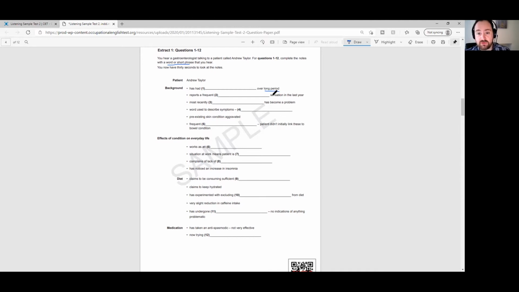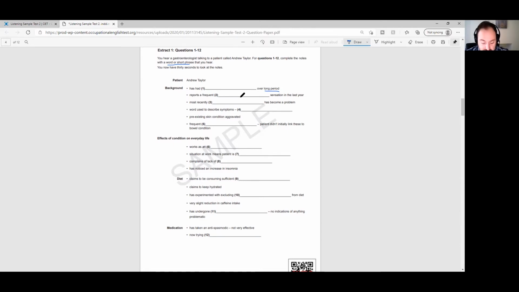Okay, so we're going to listen to this. Remember, this is a paraphrase. So we have to start thinking about long period. What could that be paraphrased as in the recording itself? You know, 5 years, many years, something like that. Start thinking about these things, okay? And if we look at the answer itself, has had something over a long period, we know it's a noun, and we know it's something probably that he's suffering from. So that's going to be a good way to get started thinking about what the answer could be there.